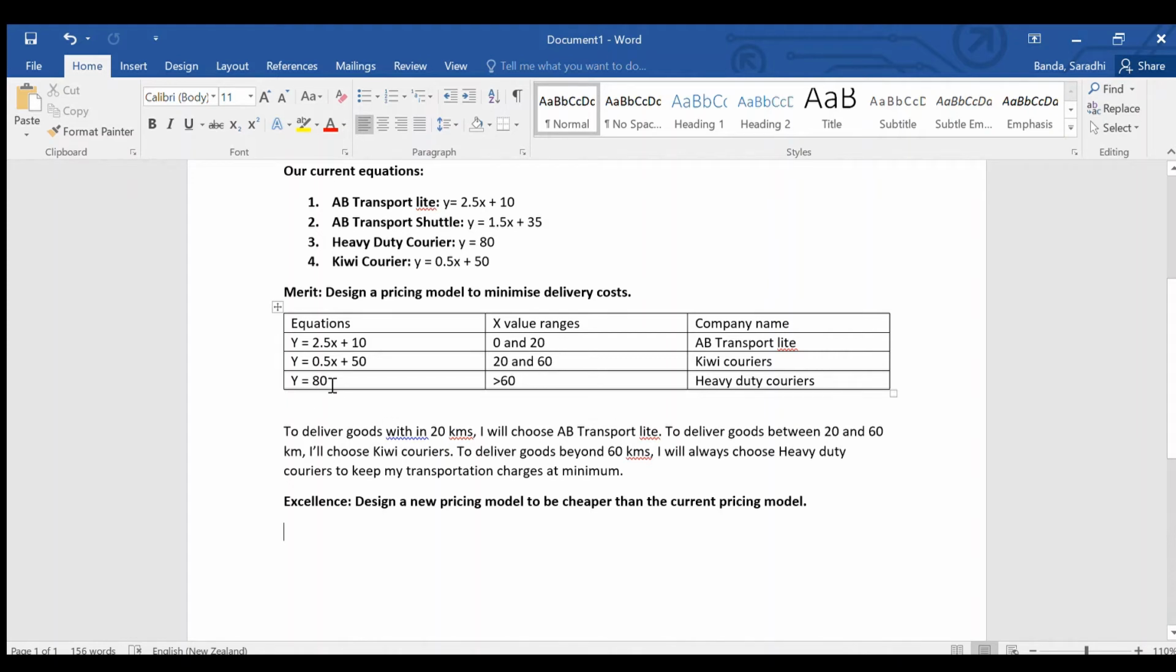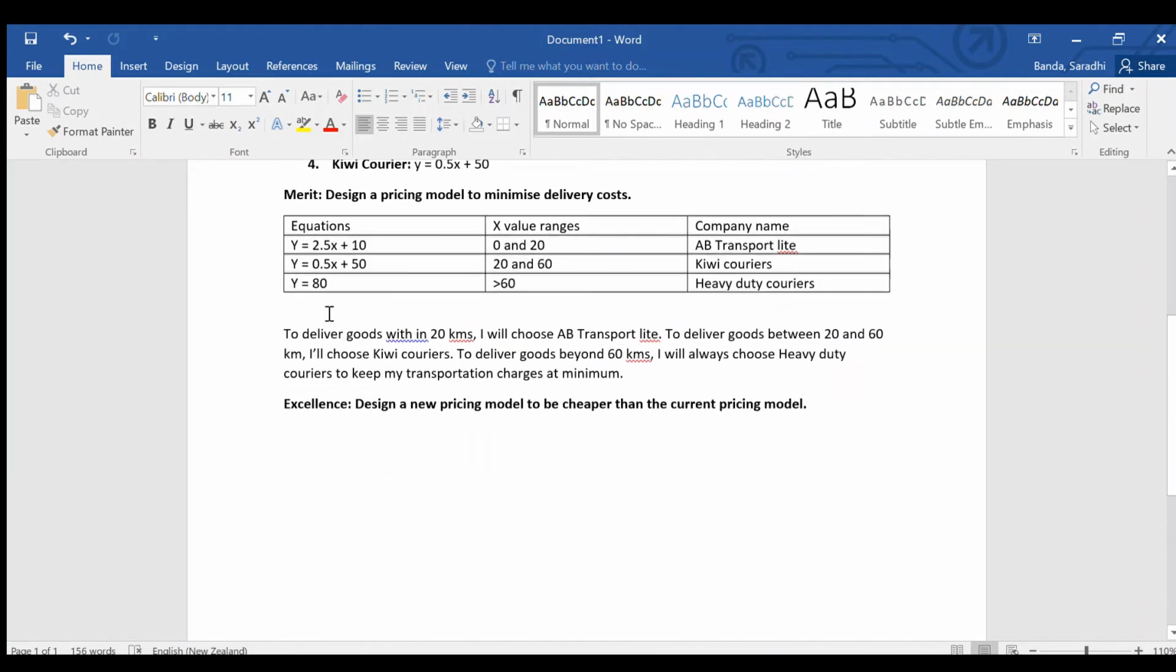And in the last one, the m value is 0. So the only thing that you can actually be playing with is this fixed charge. So instead of charging $80, you could just go ahead and say I'll be charging $75 for any distance beyond 60 kilometers. And this new pricing model, if you can put that in context, that will give you an excellence. So let's go ahead and start doing this.